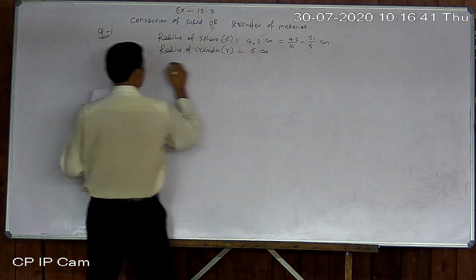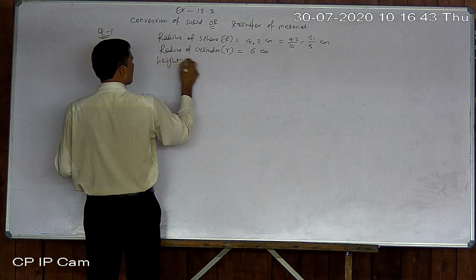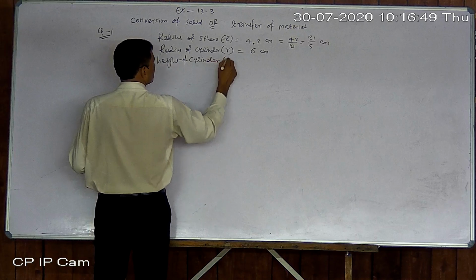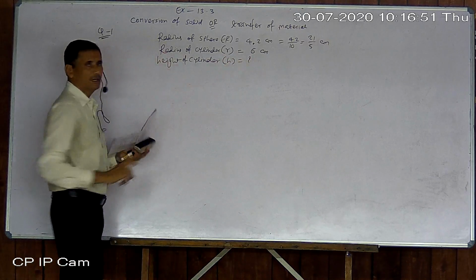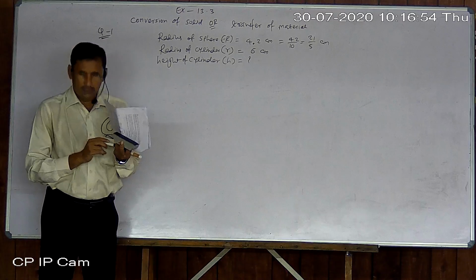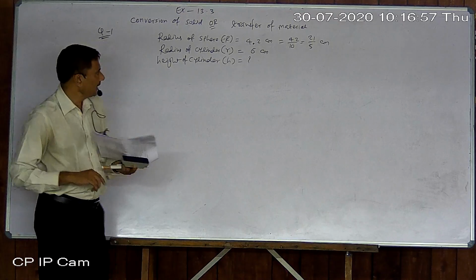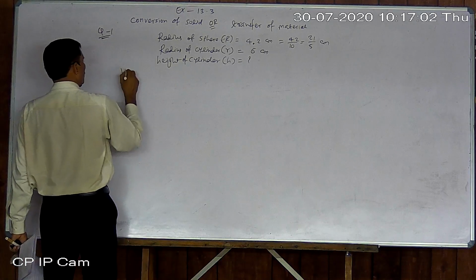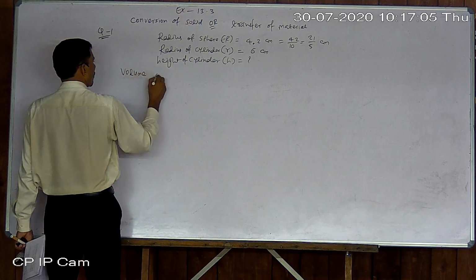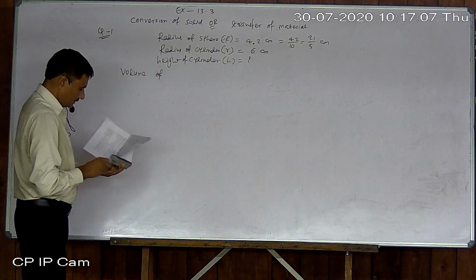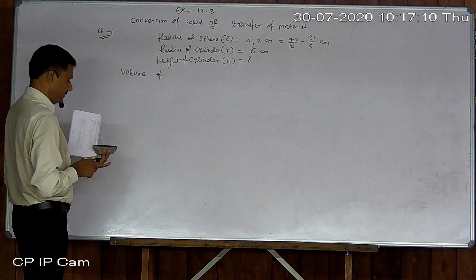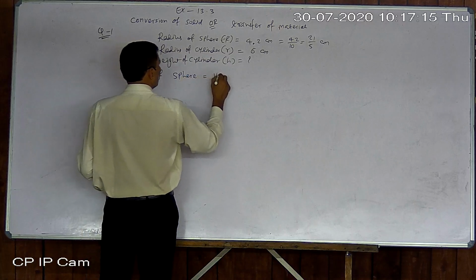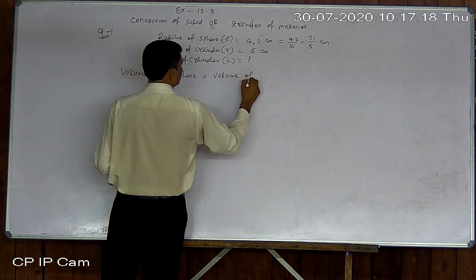Okay, height is not given. Height of cylinder is not given. So you just write it here and make a question mark there. So you are clear in mind what is asked. Okay. So now just write or compare the volume of both shapes. Priorly it was a sphere. So first of all, volume of sphere is equal to volume of cylinder.